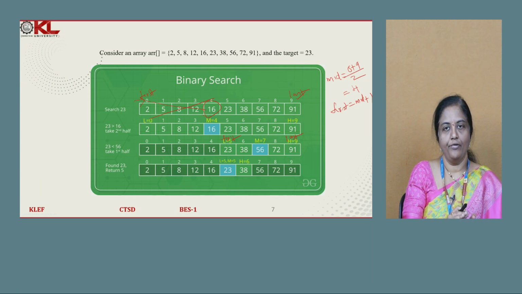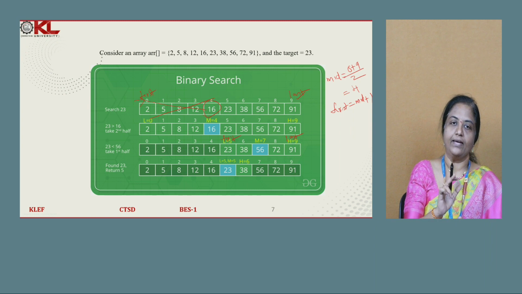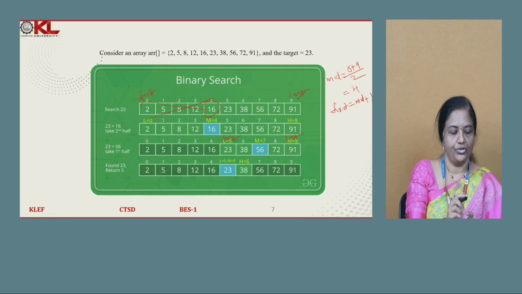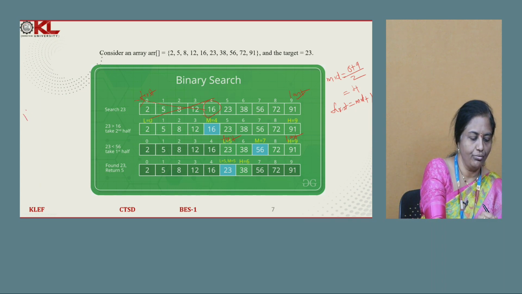If the middle value is less than the key, change the first to be middle plus 1. If the middle value is greater than the key, change the last to be mid minus 1. This is the only condition you need to remember.